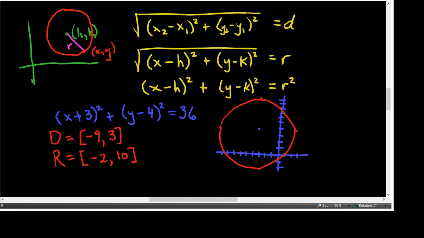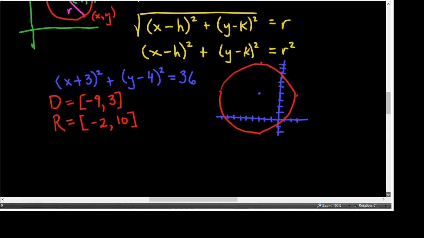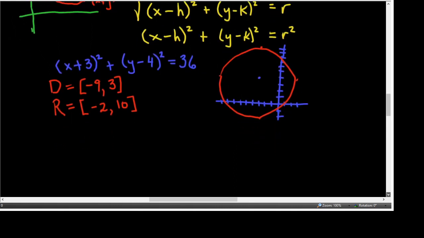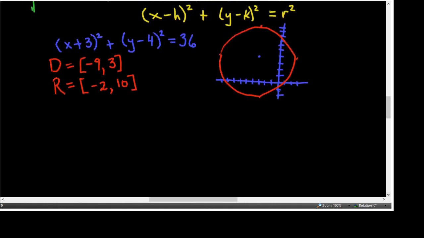So the other thing that can be asked in this same vein is, instead of being given the coordinates of the point and the radius, you could be given the information about the circle and asked to write the equation. I actually got a little bit ahead of myself. I forgot there was another example. So let's do this next one.